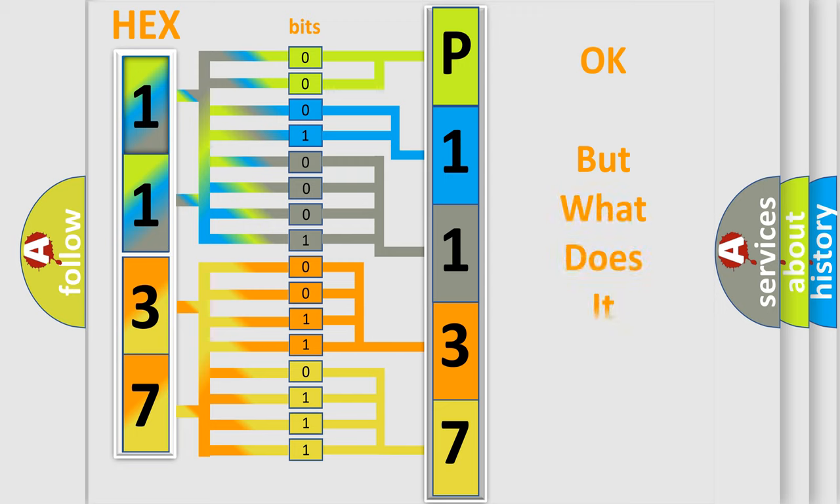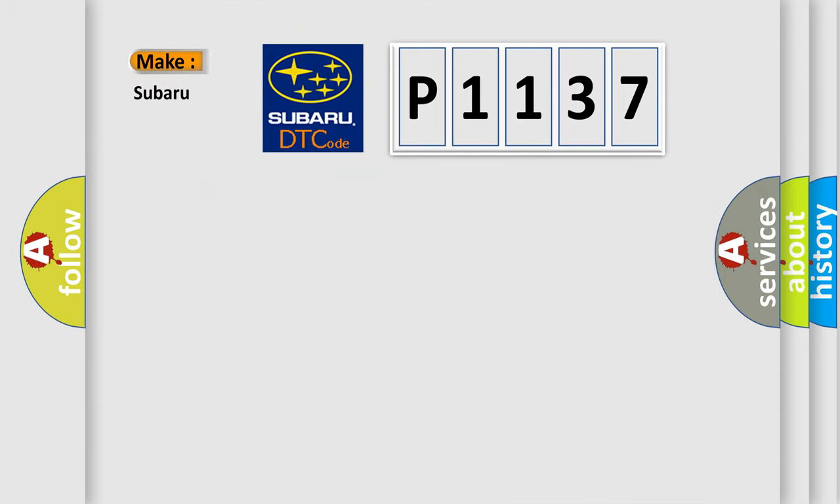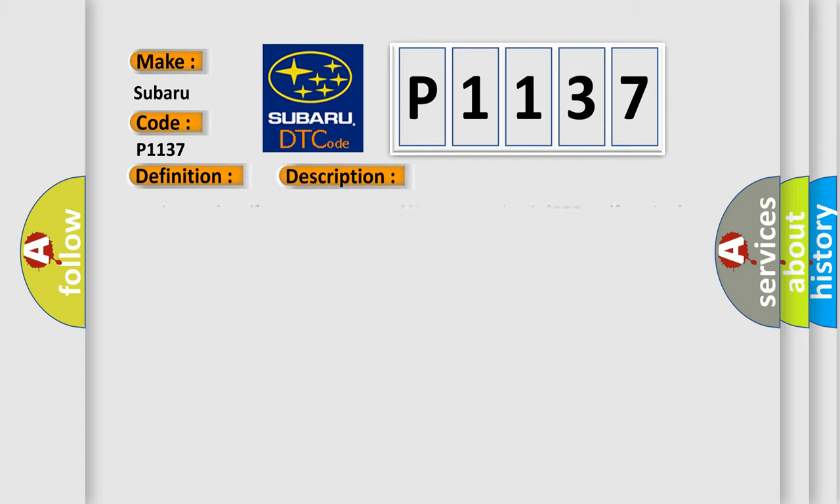The number itself does not make sense to us if we cannot assign information to what it actually expresses. So, what does the diagnostic trouble code P1137 interpret specifically for Subaru car manufacturers? The basic definition is GPS ROM. And now this is a short description of this DTC code.